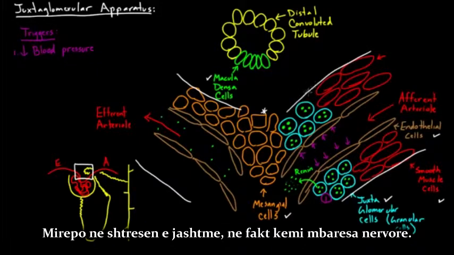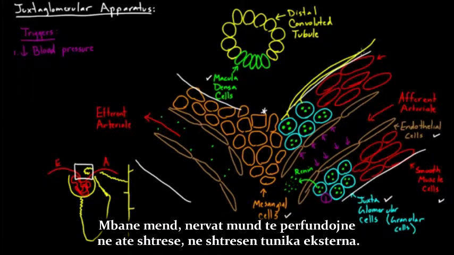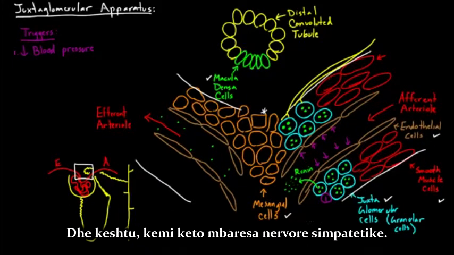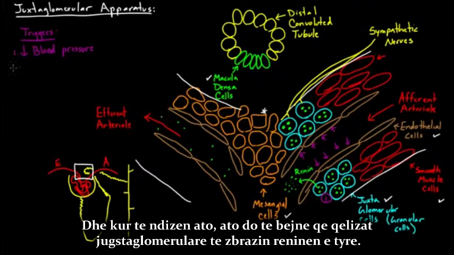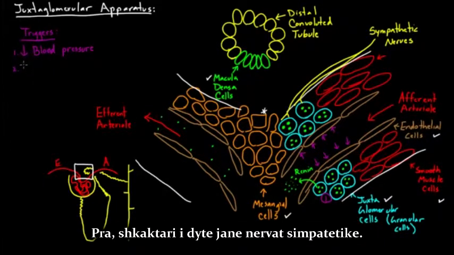But in this external layer, I'm going to draw in yellow, little nerve endings. Remember, nerves can end in that tunica externa layer. So you have these sympathetic nerve endings, sympathetic nerves, and they actually come and sit with their little endings right on the juxtaglomerular cells. So they're sitting right there. When they fire, that's going to make the juxtaglomerular cells want to dump out their renin. So the second trigger is sympathetic nerves. Okay.